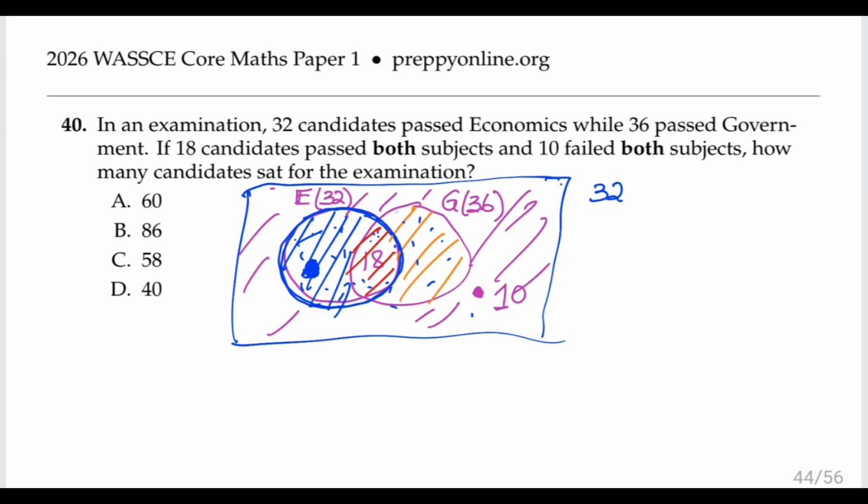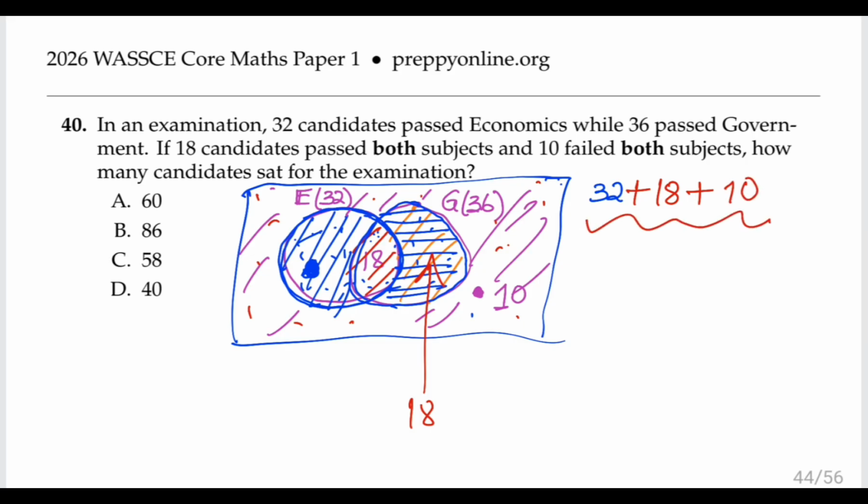All right. Now we need to come and find the people in this area. And the way to do that is to say that, well, this full circle for government has 36 candidates, and 18 of them are in the intersection, which is part of it. So that means that this region must have 18 candidates. So we add the 18 here. And then we have the people who are outside. We are told that that's the people who failed both subjects. We are told that there are 10 of them.